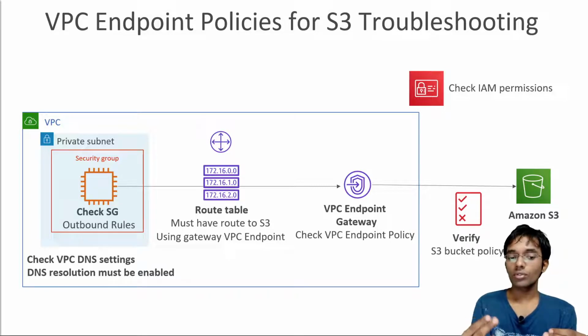Next, we go through the VPC endpoint gateway and get into the Amazon S3 bucket, and here we have to verify that the Amazon S3 bucket policy is indeed allowing our EC2 instance to access Amazon S3. And then finally, our EC2 instance may have an EC2 instance role, and that role may or may not allow it to access the S3 bucket. So we also have to check IAM permissions, and that's it.